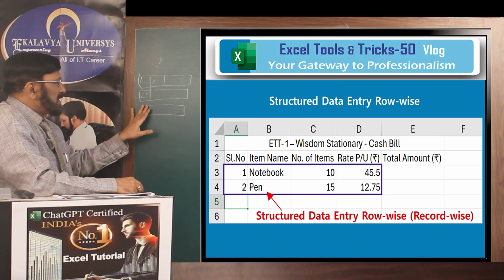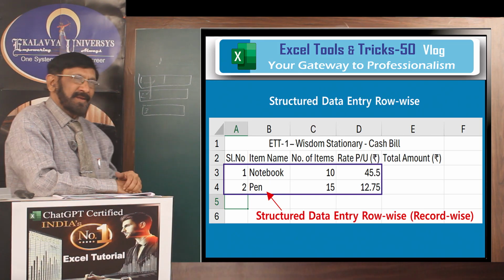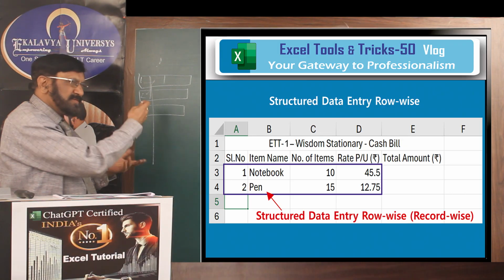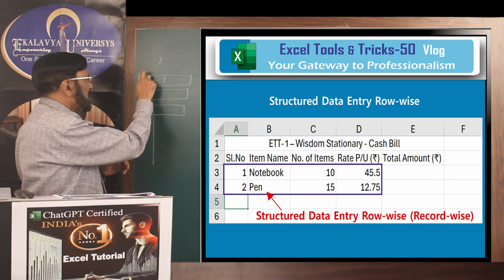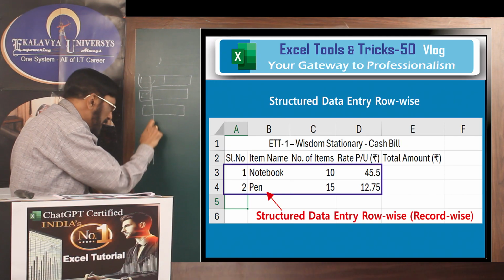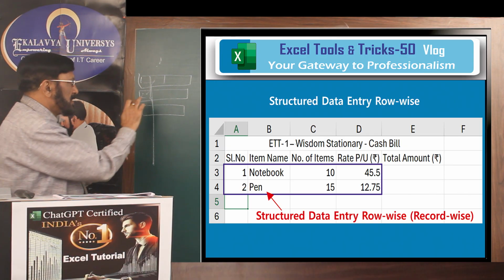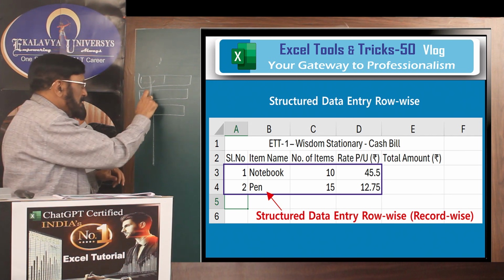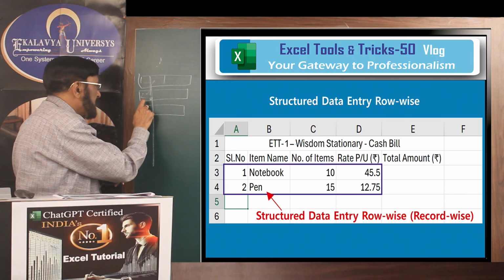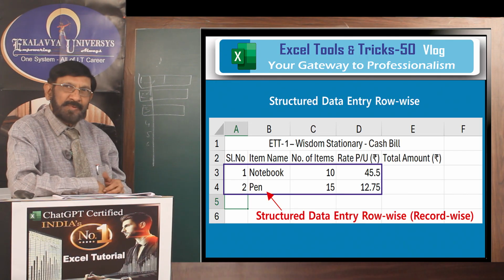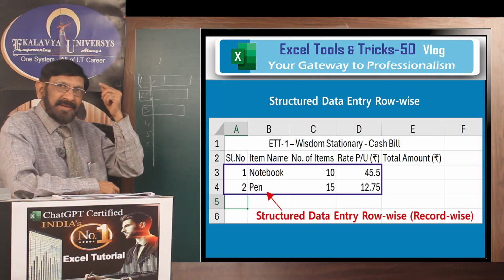Here is one automatic technique I have to tell you. As far as the serial numbers are concerned, first you enter 1, 2. Then you drag it down. Here, one small square is there. If you drag it down, then 3, 4, 5, 6, even 100,000 also come automatically. Excel can understand the logic.